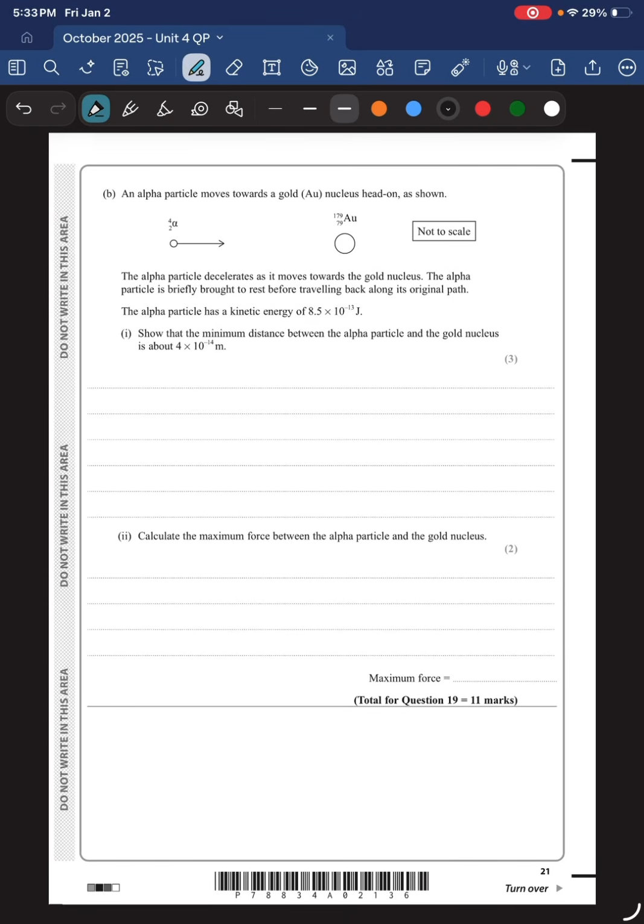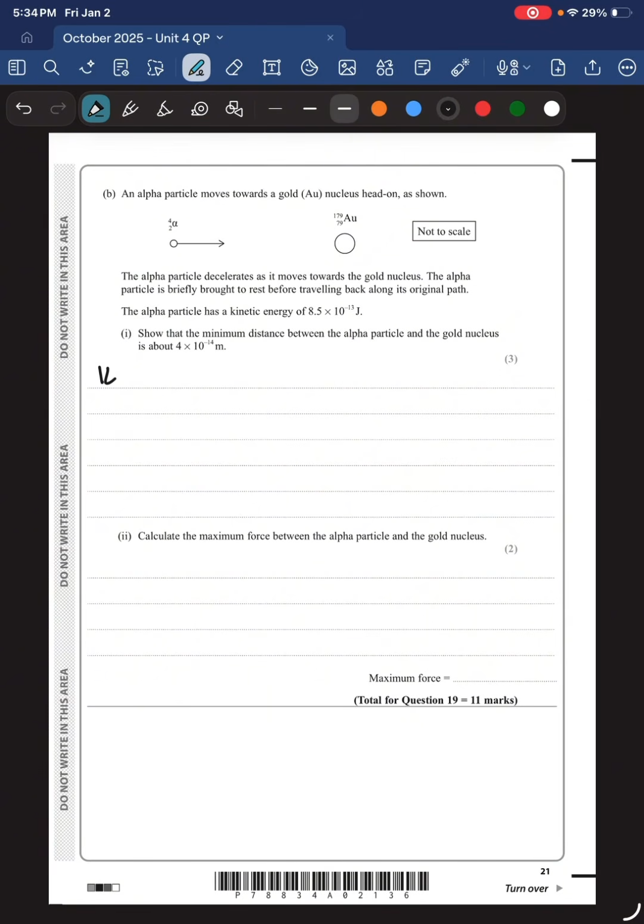An alpha particle moves towards a gold nucleus head on. The alpha particle decelerates as it moves towards the gold nucleus. The alpha particle is briefly brought to rest before traveling back along its original path. The alpha particle has a kinetic energy of 8.5 times 10 to the negative 13 joules. Show that the minimum distance between the alpha particle and the gold nucleus is about 4 times 10 to the negative 14 meters.